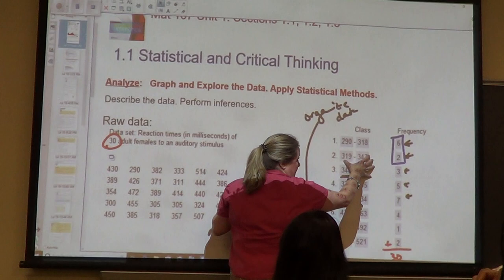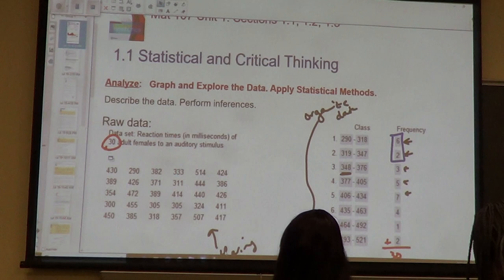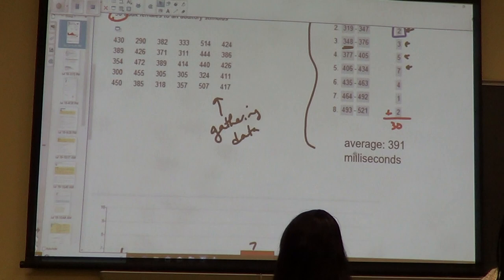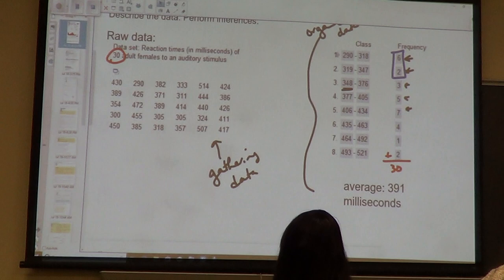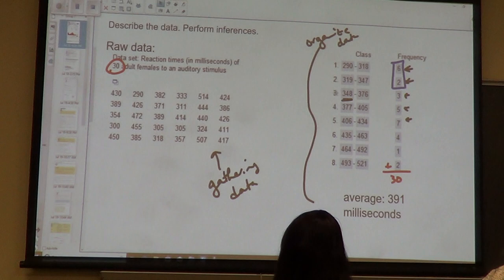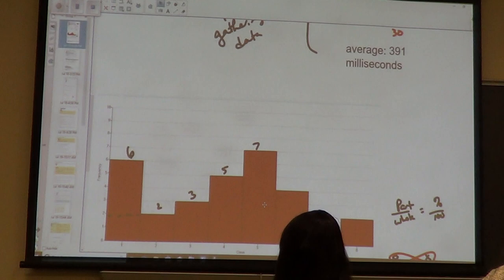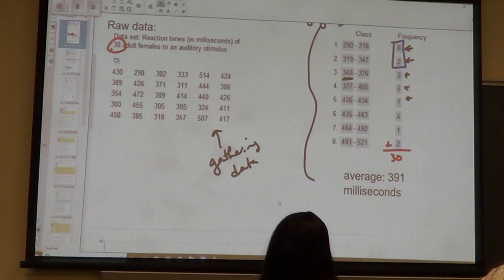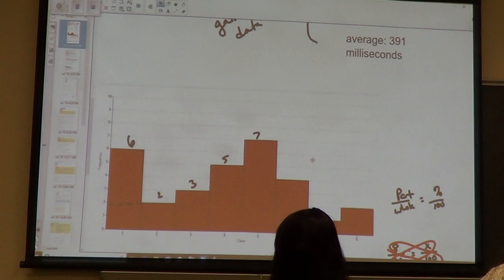After we did that, we said we want to make it pretty. So we took this data and put it into a chart. Class number one was between here and here, and they had six people. Class number two had two people. Class number three had three people. So this chart and this graph are exactly the same thing, just two different ways to show it. All three of these are exactly the same thing. This is just listing it, this is doing it in a table, and this is doing it in a cute picture.